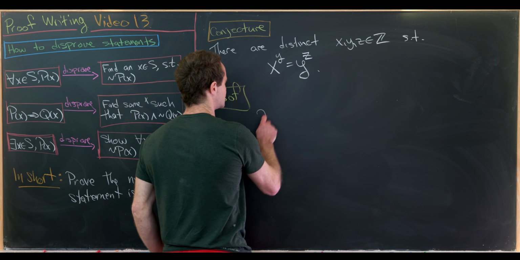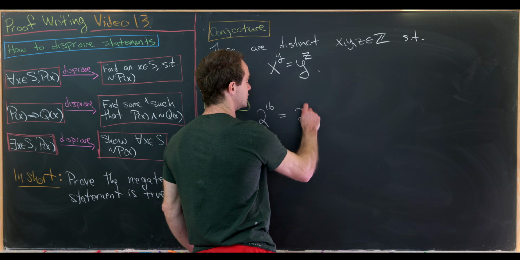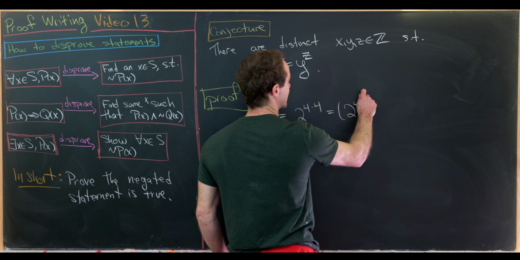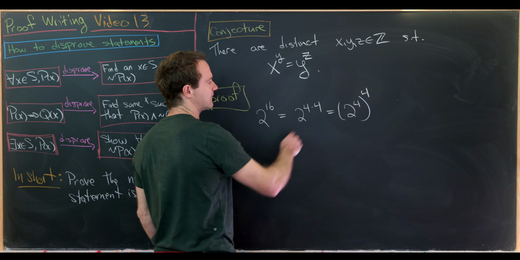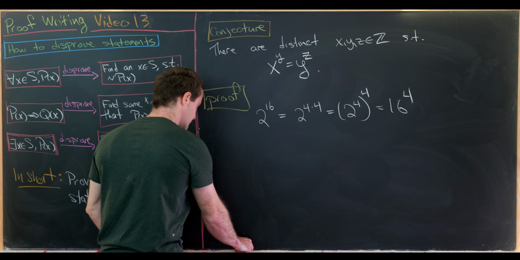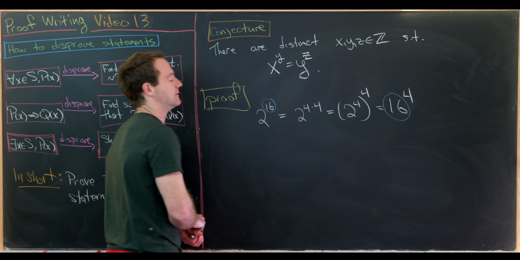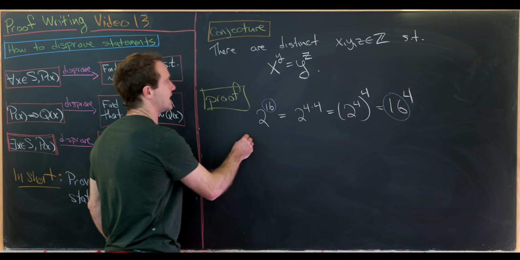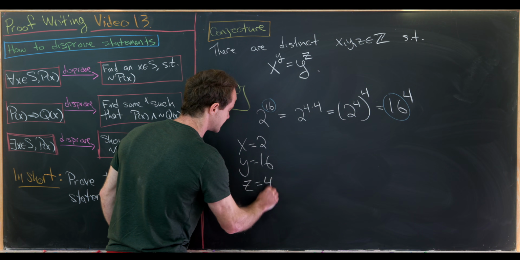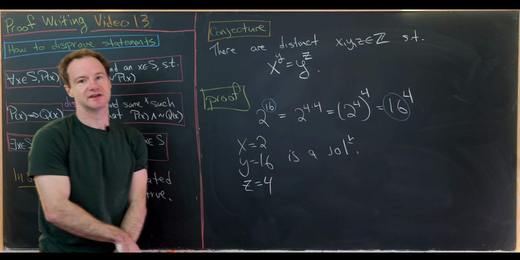So let's notice that 2 to the 16 is the same thing as 2 to the 4 times 4, which is the same thing as (2 to the 4) raised to the 4 power. But 2 to the 4 is 16. That's 16 to the 4 power. So let's notice here we have 16 in the exponent. Here we have 16 in the base, which means we've done it. We have x equals 2, y equals 16, and z equals 4 is a solution. And that's all we need to do to prove that this is true.